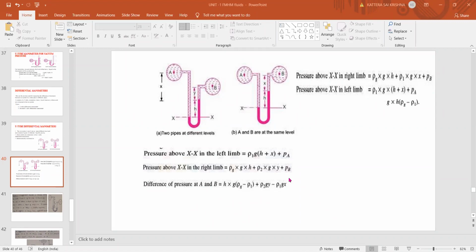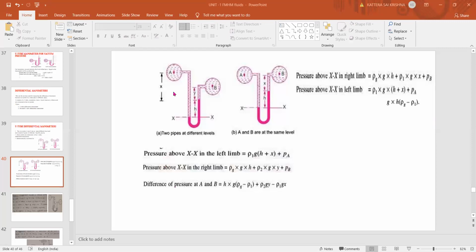For the right limb, first we have PB, plus this one. How much height is there? Y. So rho2 into g into h, where h is Y. Rho g h is the formula. So rho2 g Y is the pressure created because of this head in the right limb. Next we have this column, rho g, where rho g is the density of mercury. Rho g into g into the height H is there. So rho g g H is the mercury head. So totally we got three pressures on the right side.